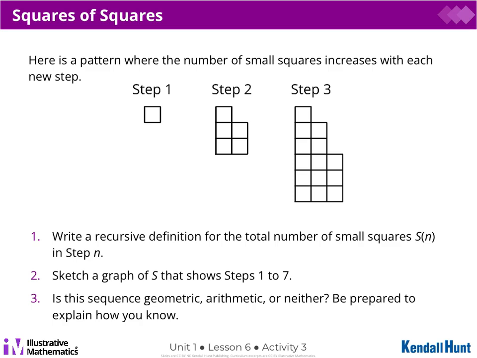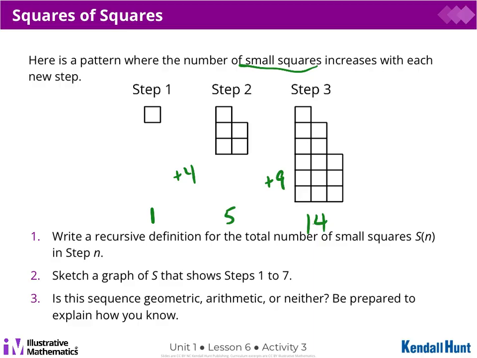Okay, here's a pattern where the number of small squares increases. So the first thing we might want to do is find the sequence, the output. So how many squares? In step 1, we have 1. In step 2, we have 5. In step 3, we have 9. No, 5 plus 9 is 14. I'm sorry, that's not 9. We have 14. And we see we are increasing: plus 4, plus 9 is the increase. What's going to be the increase on the next one?